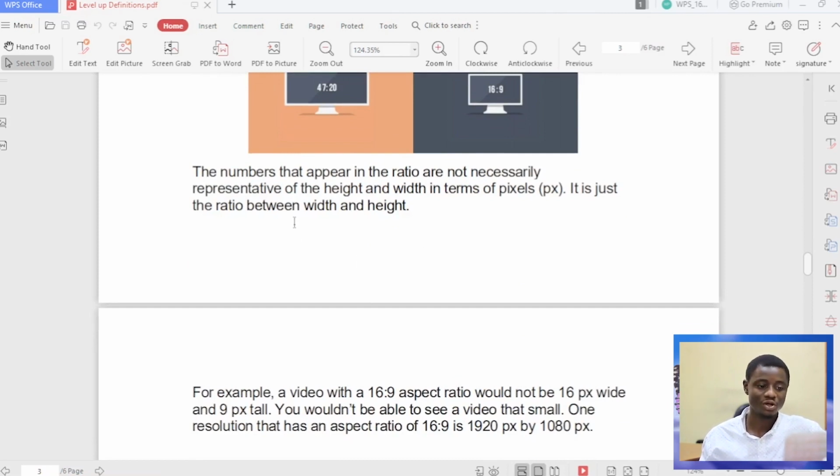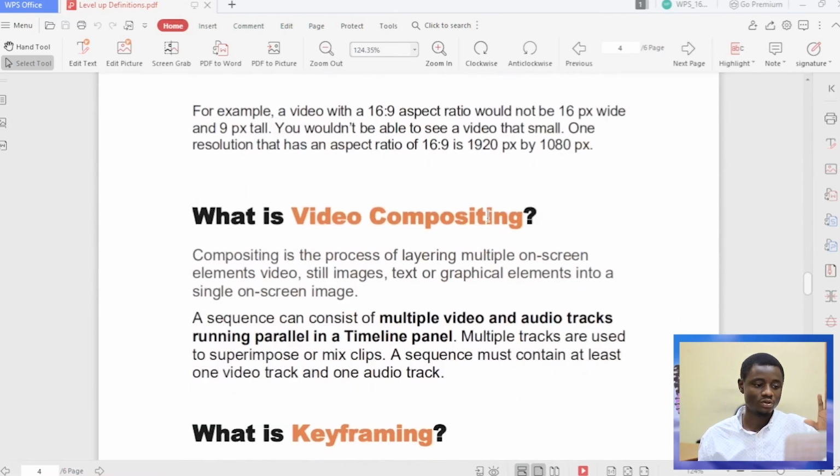The numbers that appear in the ratio are not necessarily representative of the height and width in terms of pixels. It is just the ratio between the width and the height. So when you see 16:9, don't assume that those are the quality. 16:9 is a ratio and it can be assigned to any value. I know you understand that.